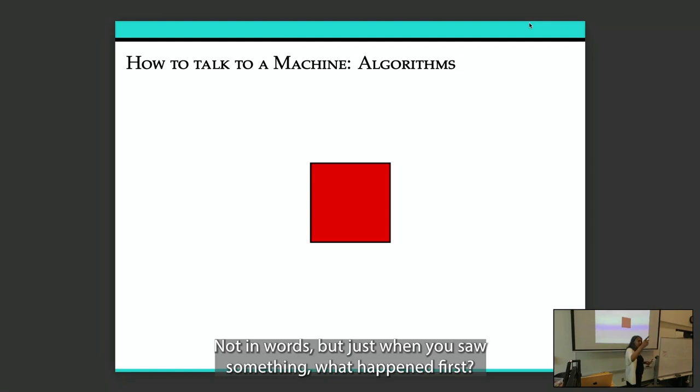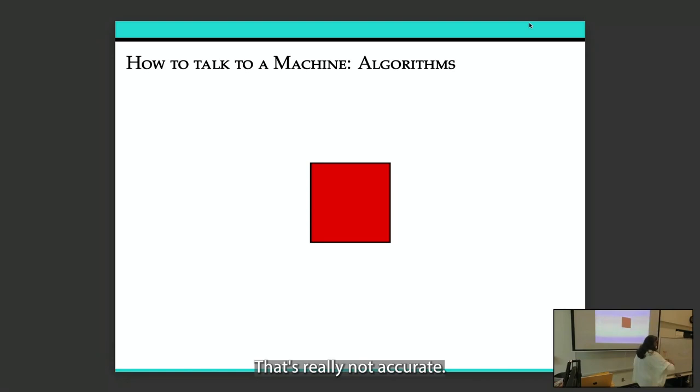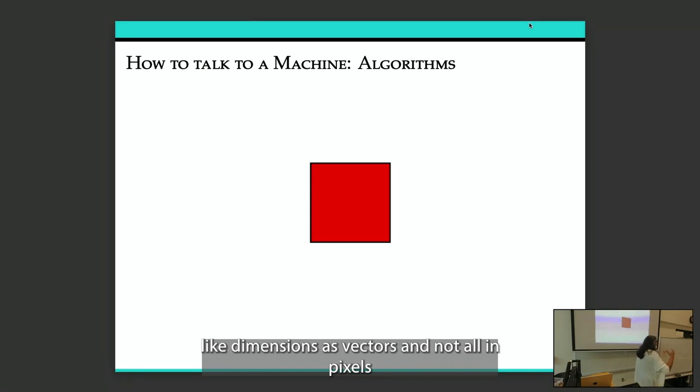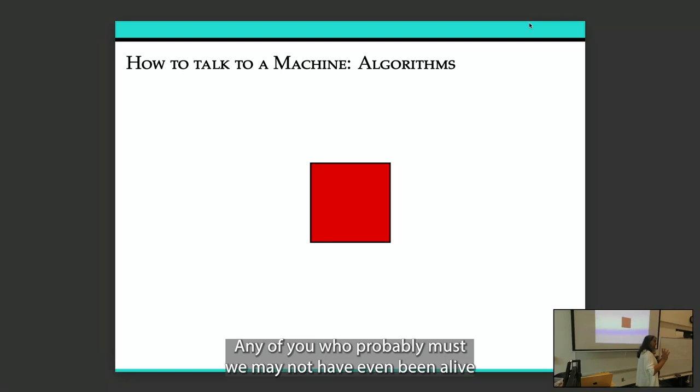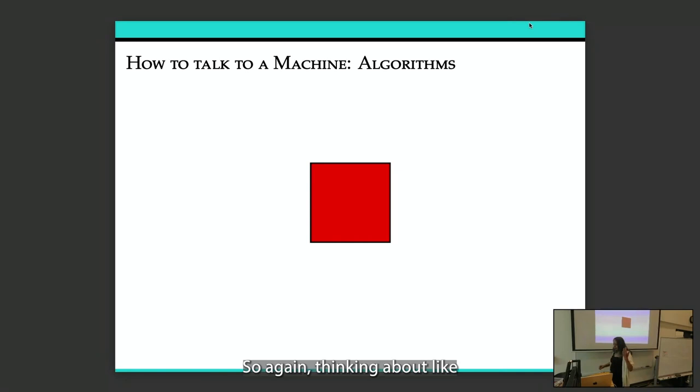And they were like, we're really good at recognizing boundaries between things, and the fill is like this. It's completely a messy wash. That's really not accurate. But that notion that we actually think a little bit more in dimensions as vectors and not all in pixels was really important to speed up computer graphics. Most of you may not have even been alive, but those who tried to do computer graphics in the early days, you could hear the computer cranking, because it was doing things in pixels, and it was horrible. So again, thinking about clever ways of doing it.